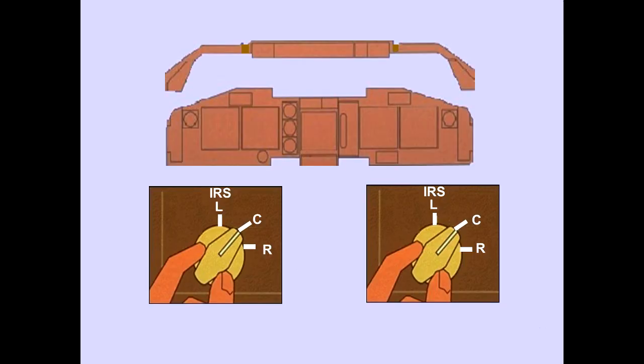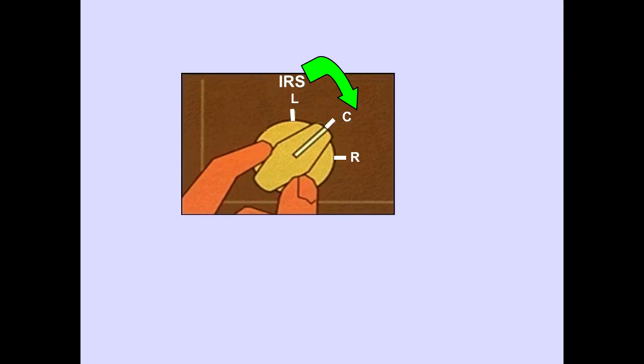The IRS source selectors are located on the forward panel. With the faulty left IRS, selecting the center IRS would restore the captain's instruments to normal operation.